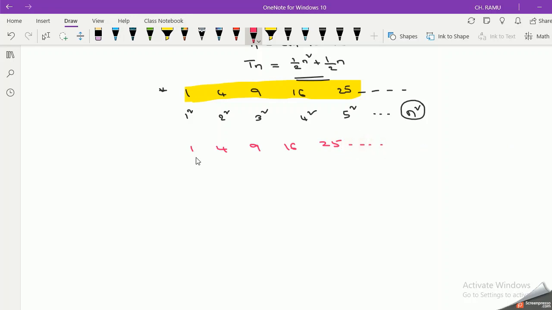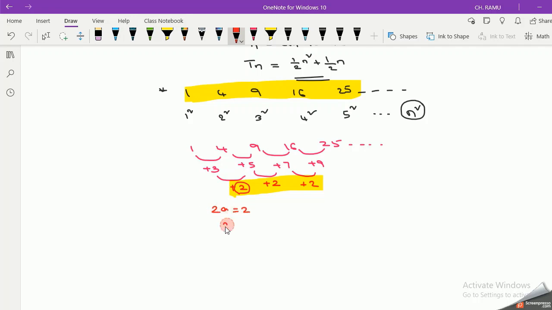Check the gap: 3, 5, 7, 9. Now check the gap again: 2, 2, 2. So clearly the second difference is the same, and it will become a quadratic sequence. Once it is a quadratic sequence, what I said is that the second difference must be equal to 2a. So 2a is equal to 2, a is equal to 1.